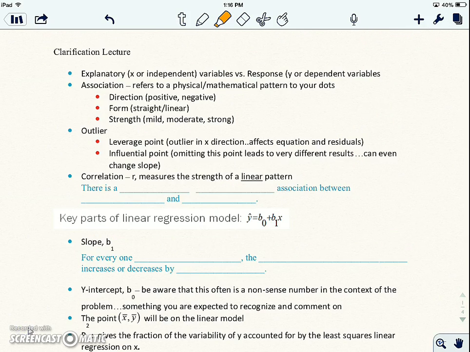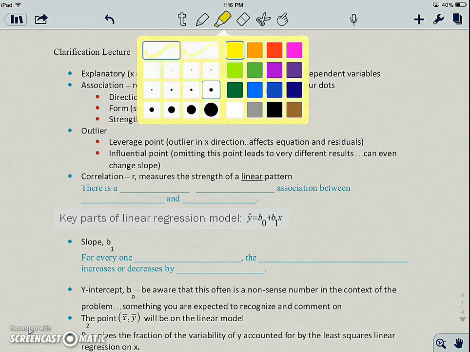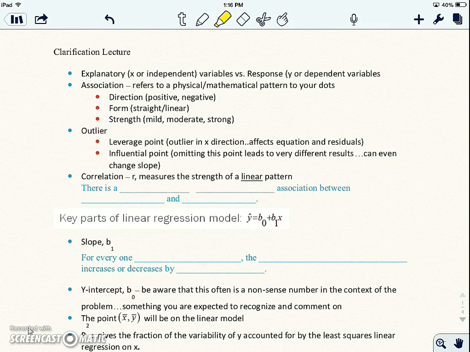Okay, clarification lecture. I've just gone ahead and put the whole unit on this page, and you can print it out in the module. But it reminds you that the explanatory variable is the x, and the response variable is the y. When we talk about association, we're talking about direction, form, and strength. Okay, and we're usually using r, so positive and negative, and then is it mild, moderate, or strong? These are our first three things, and the fourth one is outliers.